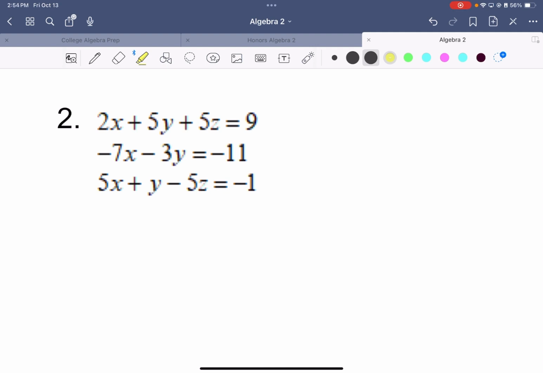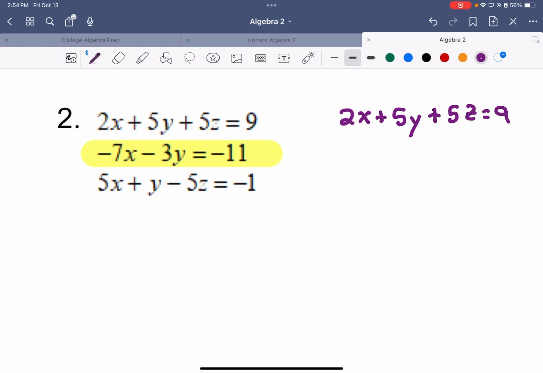First thing I'm noticing is that my second equation is the one that has two variables. So I'm going to ignore it to start out with. I'm just going to take and write the other two equations on top of each other. So 2x plus 5y plus 5z equals 9. And then my other one is 5x plus y minus 5z equals -1.